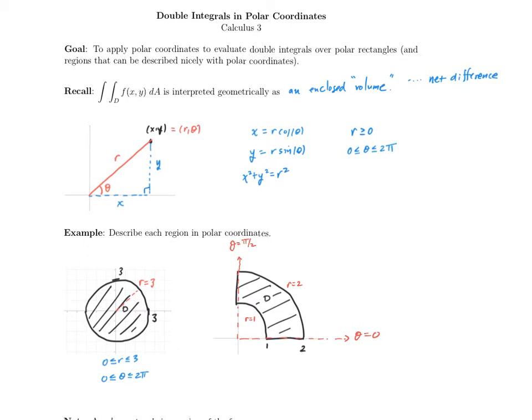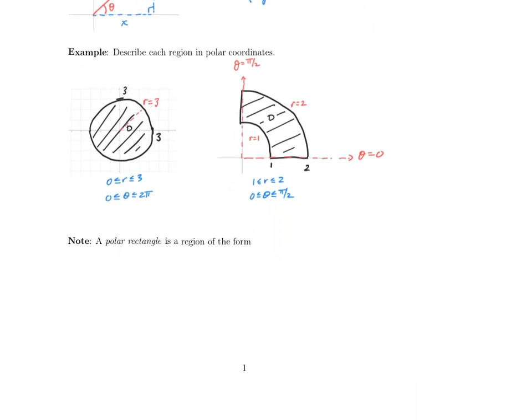So if we wanted to describe this region in polar coordinates, we can note the r values lie between 1 and 2, and the theta values lie between 0 and pi over 2. So once again, in terms of polar coordinates, these are extremely convenient regions to deal with, because these variables, r and theta, are only varying between constants.